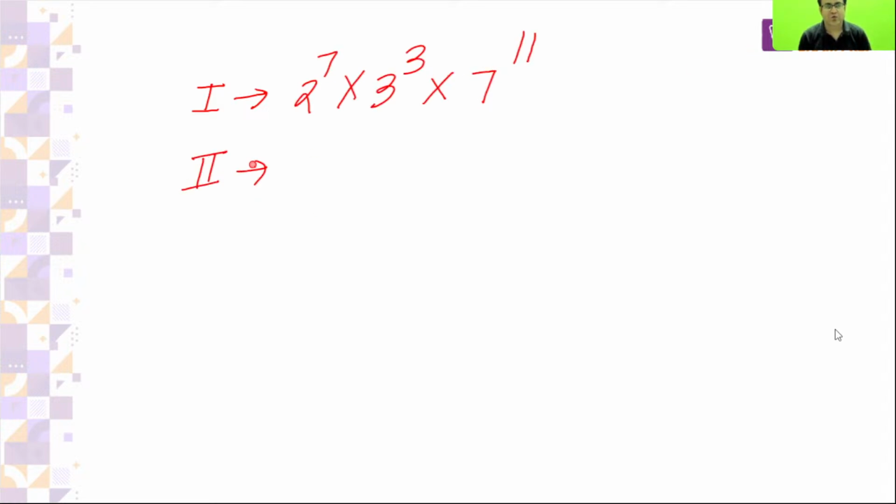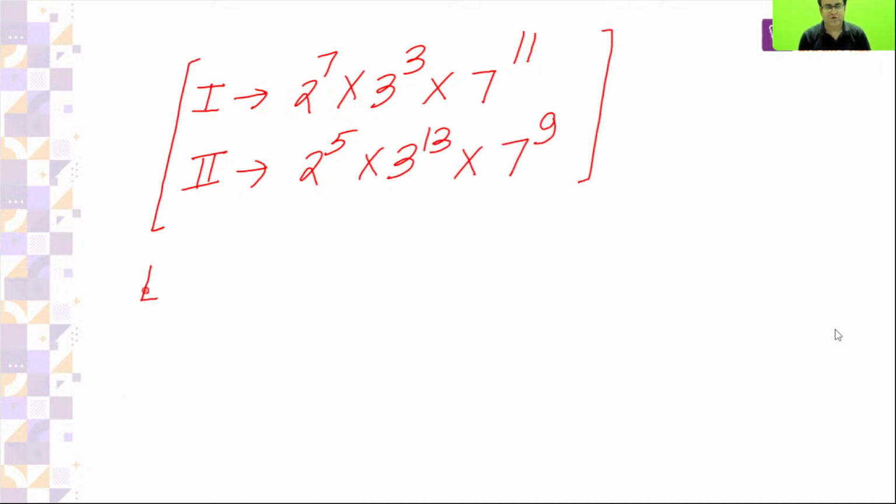Let's come to the point. If I give you a number in the factorized form, 2 to the power 7, 3 to the power 3, 7 to the power 11, and the second number 2 to the power 5, 3 to the power 13, 7 to the power 9, two values in factorized form have been given. What will be the LCM of these two values?